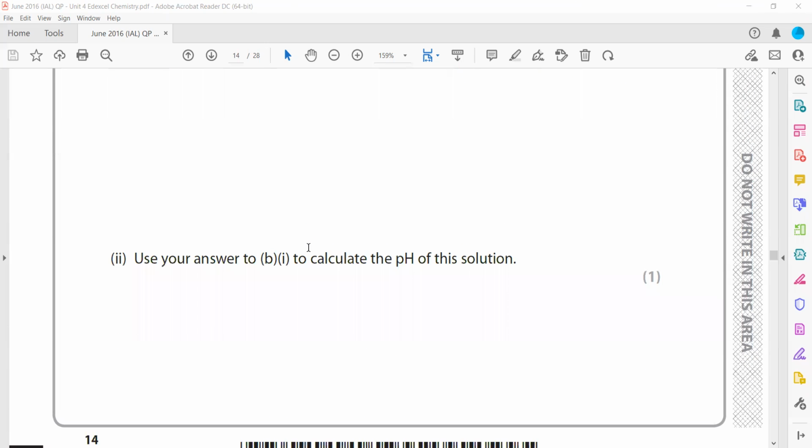Use your answer for B1 to calculate the pH, because the concentration of HCO3- and H+ ion is the same, x. So we use pH equals minus log of hydrogen ion concentration. The hydrogen ion concentration is the same as the concentration of HCO3-. So we just substitute 2.04 times 10 to the minus 4, take minus log, and we get the pH of this solution. Write the pH either in 1 decimal place or 2 decimal places. Don't try to round off to a whole number.